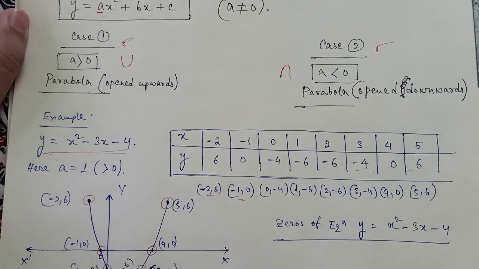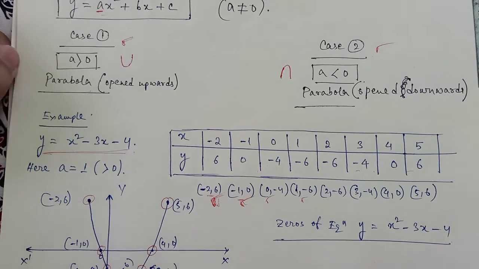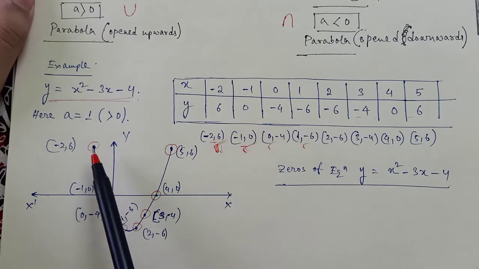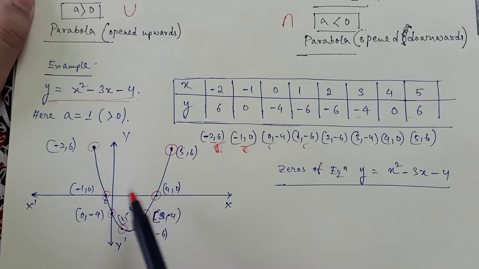What I'll be doing is plotting all these coordinates on a Cartesian plane or a graph. I'll be getting something like this. See, this is minus 2 comma 6, this is minus 1 comma 0, and so on. I have plotted all the points.